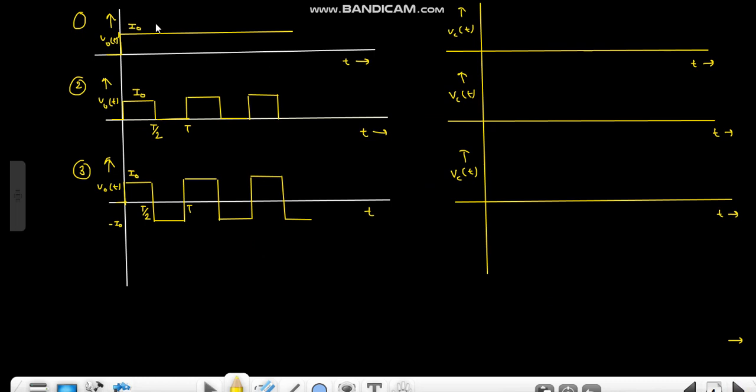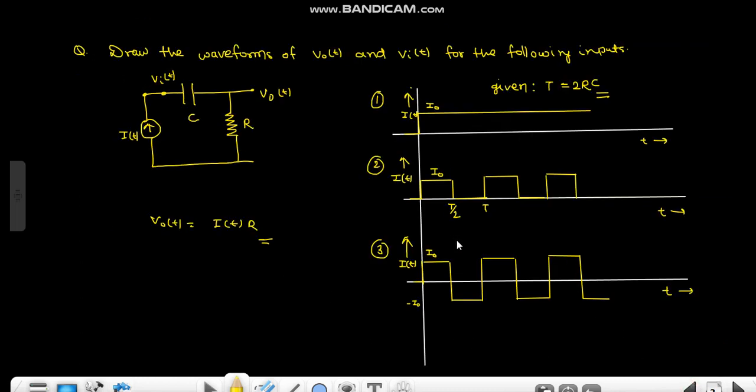So I have already drawn the waveform. I simply need to multiply it with R. That's it. Okay. And talking about the capacitor voltage, for capacitor voltage, what we need to do? We simply need to integrate it. So this is step input. What would we get by integrating a step input? We will get ramp input. I have already explained it.